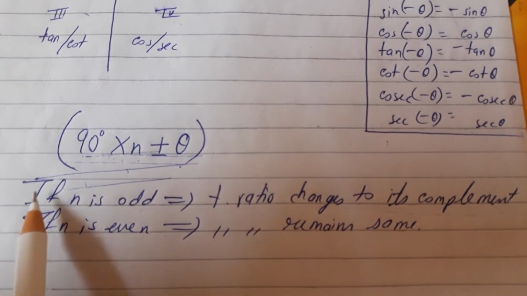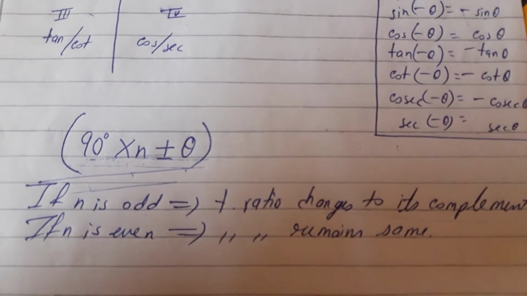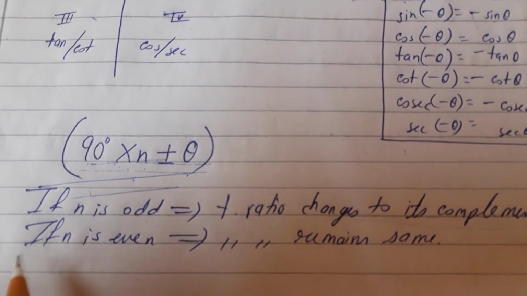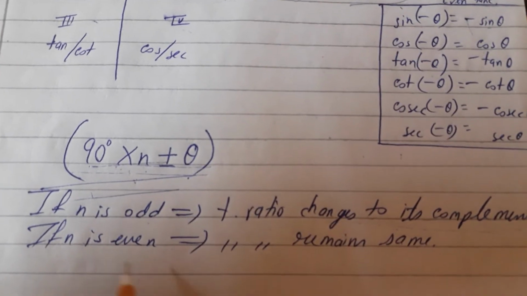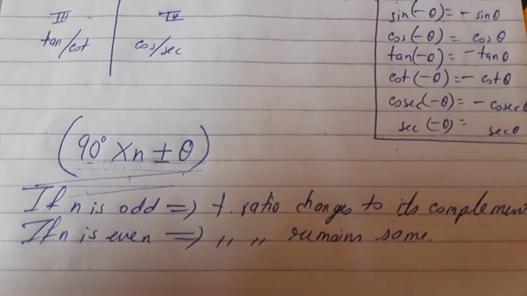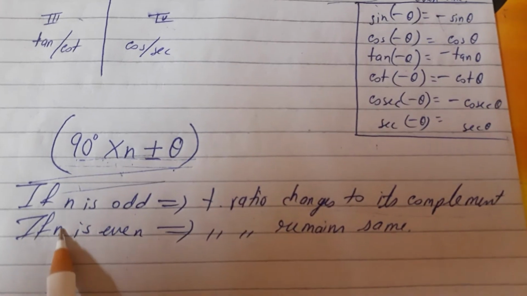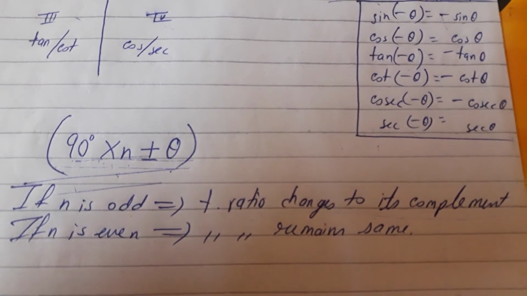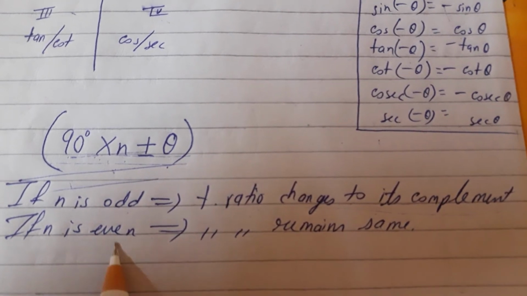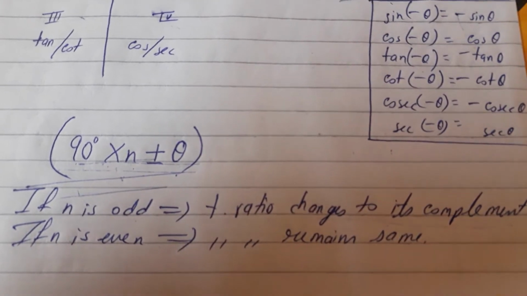The mother function which will be given to you, you have to change it to its complement. If n is given odd, that is 1, 3, 5, and if n is given even number, that is 2, 4, 6, 8, 10. If n is even, then the trigonometric ratios remain same. The mother function which will be given to you remains same. But if n is odd, then the ratio will change to its complement. And if n is given even number, then the ratio remains same, the mother function remains same.